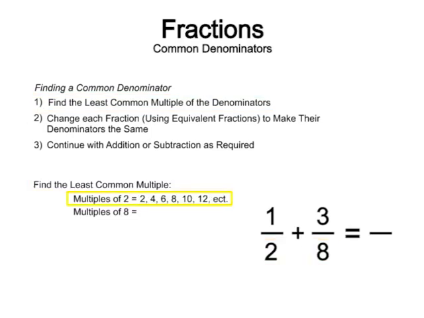Multiples of 2 are 2, 4, 6, 8, and so on. Multiples of 8 are 8, 16, 24, and so on. In this example, the least or smallest multiple of 2 and 8 is 8.